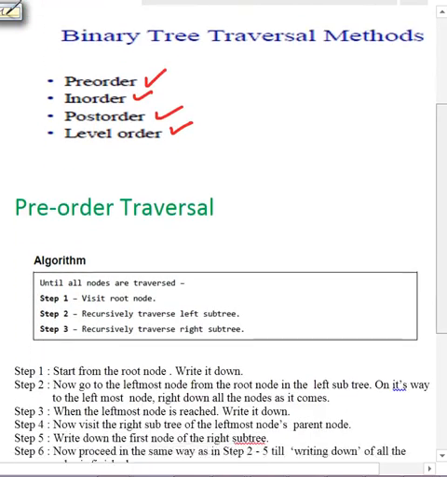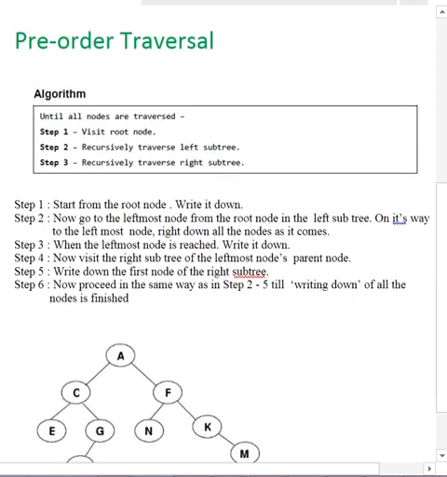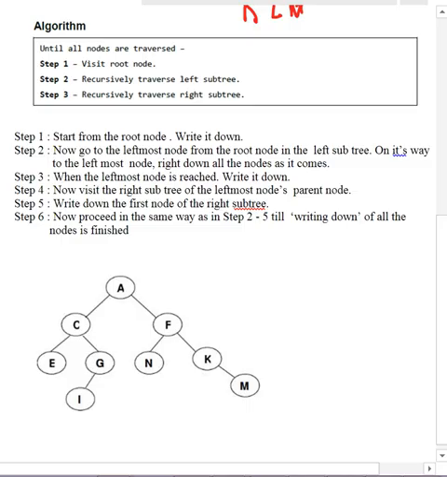When we talk about pre-order, what we are saying is we first do root, then left, and then right. We visit the root node, then recursively traverse the left subtree and recursively traverse the right subtree. For example, we start from the root. This is the root, so we write it down. Start from the root node, write it down.